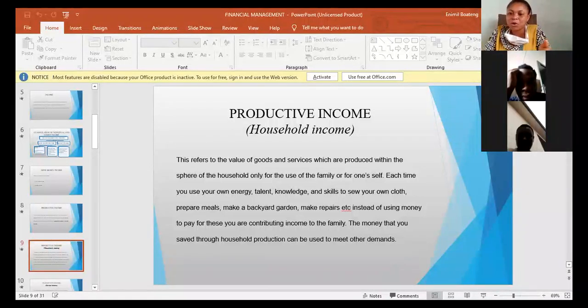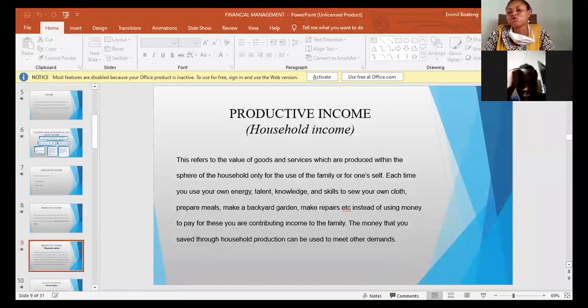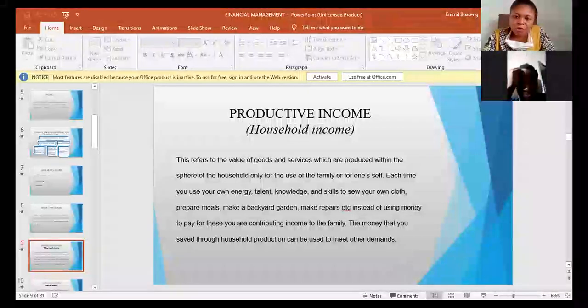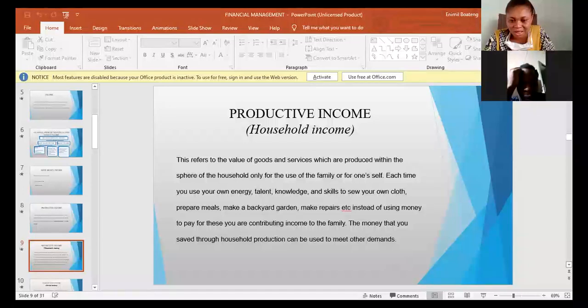Another example, if you know how to sew and then you sew your own dress or you sew for a family member, instead of paying somebody else to do that, you have used household production income. Is that clear? Okay, so the money that you save through household production can be used to meet other demands in the family.